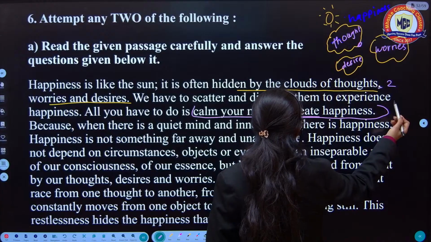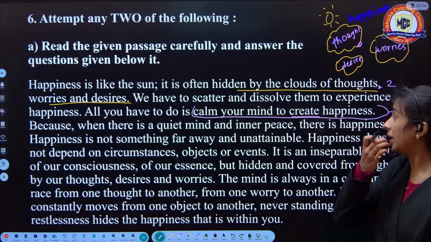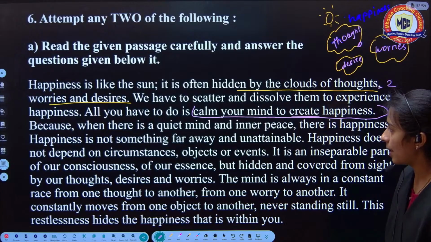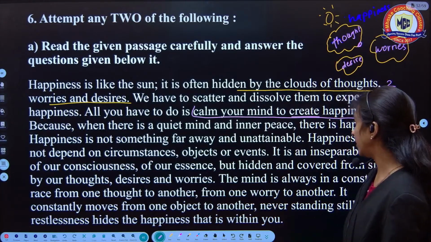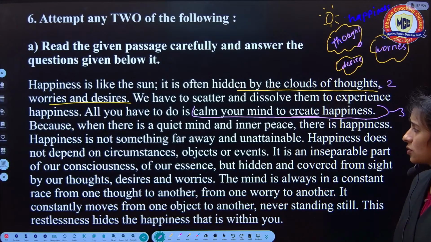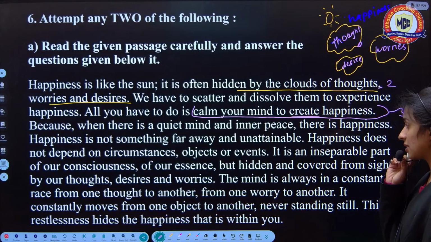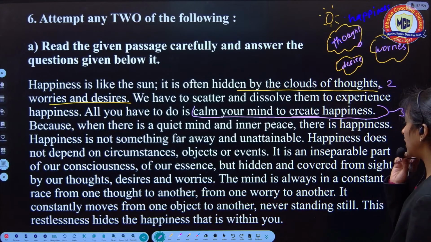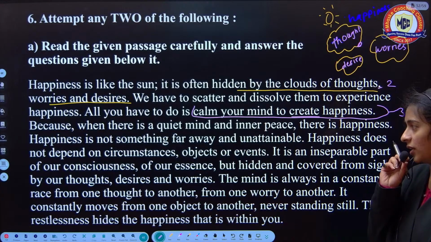Second, I think this is the third one. Because when there is a quiet mind and inner peace, there is happiness. Happiness is not something far away and unattainable. Happiness does not depend on circumstances, objects, or events. It is an inseparable part of our consciousness, of our essence, but hidden and covered from sight by your thoughts, desire, and worries.